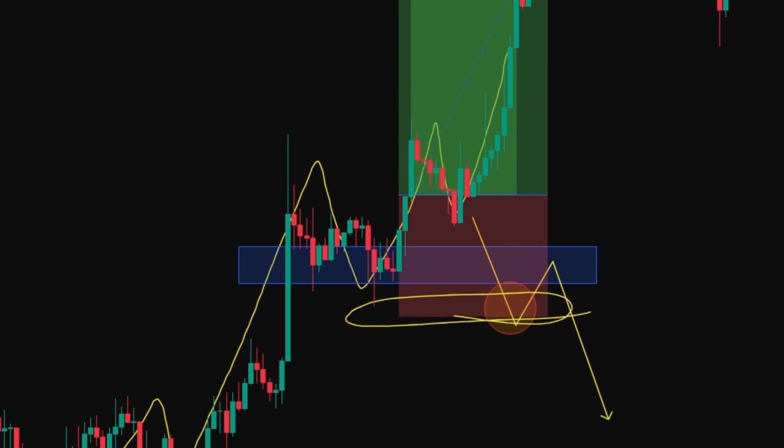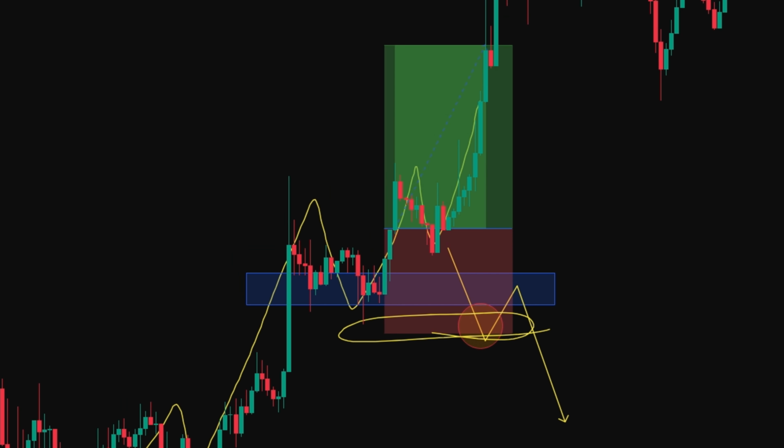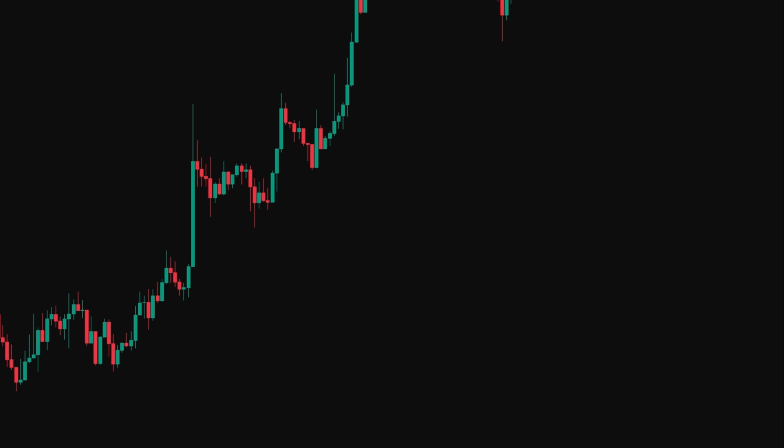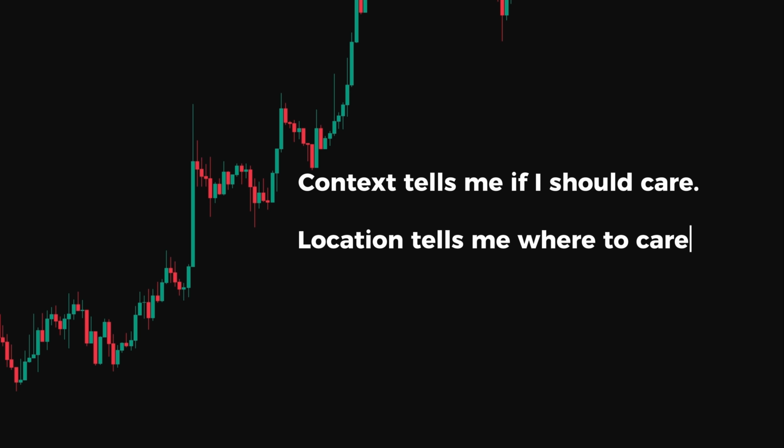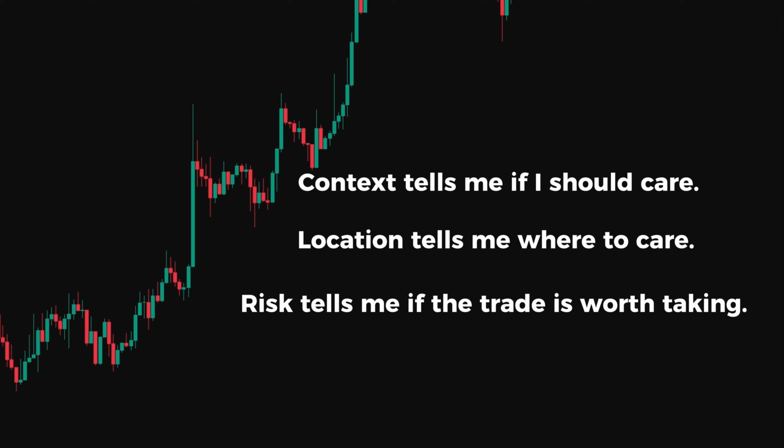A trader does not survive because they never lose. A trader survives because they know how to lose in a way that keeps the system alive. How the three layers work together. Here is the sentence I want you to remember. Context tells me if I should care. Location tells me where to care. Risk tells me if the trade is worth taking.